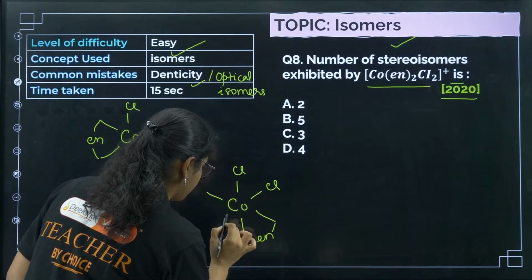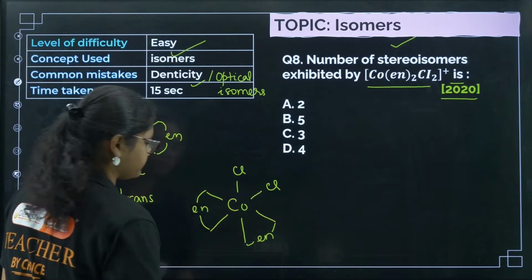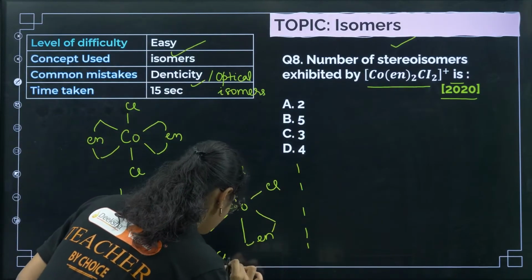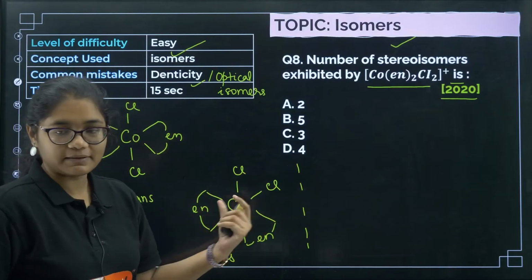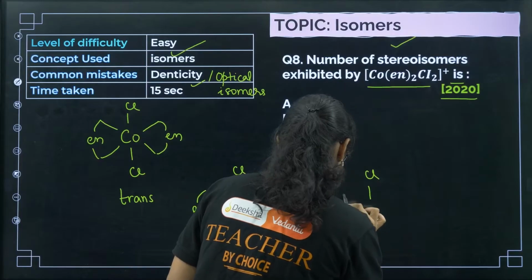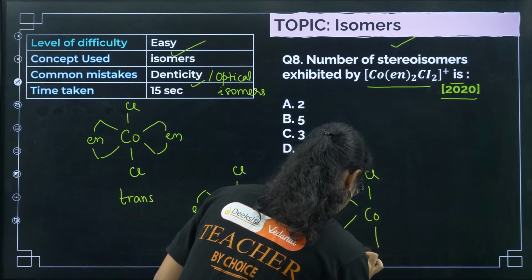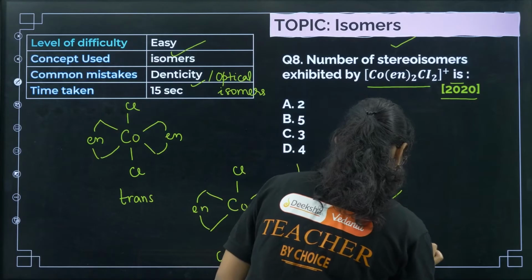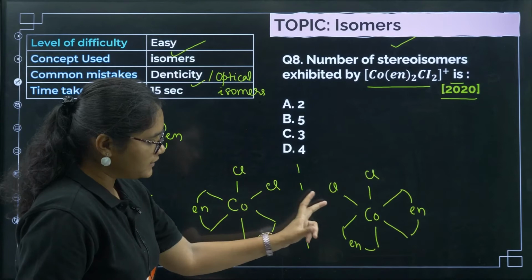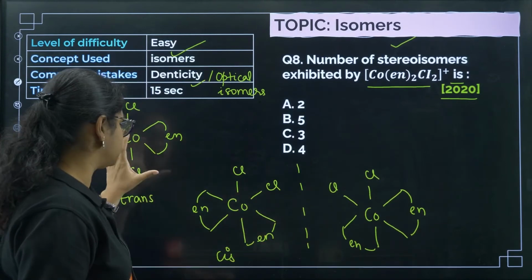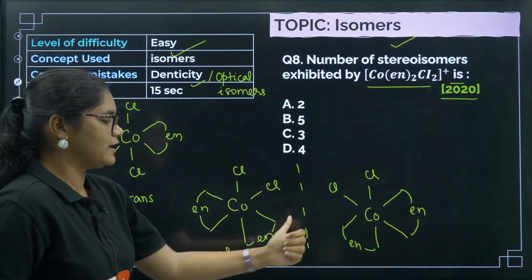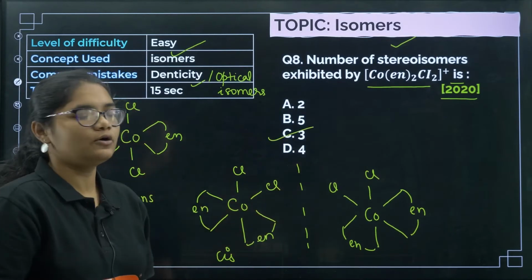We have, okay, this is the form. Now what happens here, this one is a cis form. Now the mirror image of this one will also be an optically active compound, so I can have Cl, Cl, we have en here and we have en here. Okay, so now what happens, these two are optical isomers and this is one geometrical isomer, so the total number of stereoisomers we can have is 3, so the correct answer here will be option C.